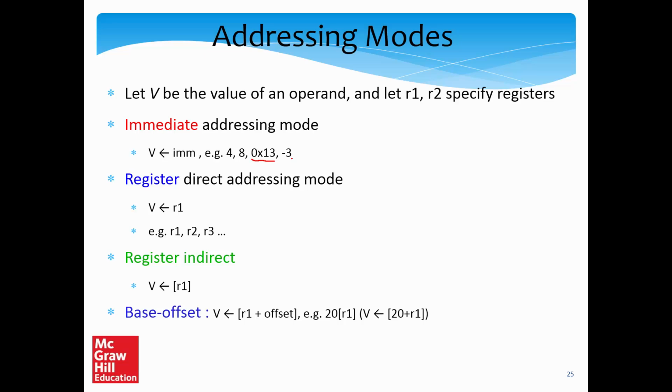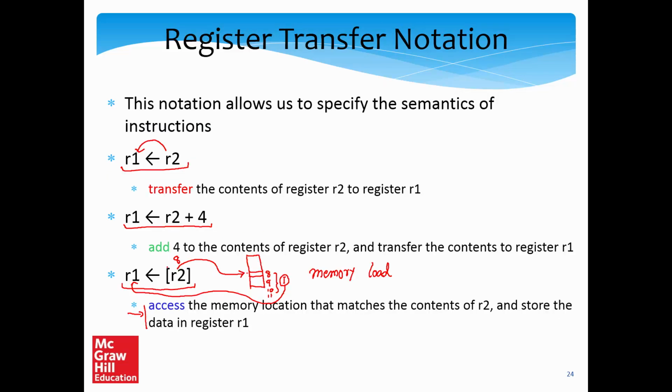When a constant is directly used as is, for example, if I have an instruction of this form, add R1, R2, and 4, this particular operand is using the immediate addressing mode because the constant is specified as is. Similarly, we can use the register direct addressing mode, where the value stored in the register is what is being used. In this case, R1 is using the register direct addressing mode.